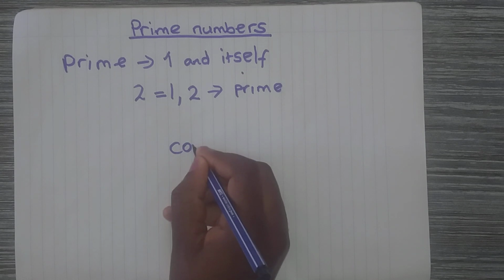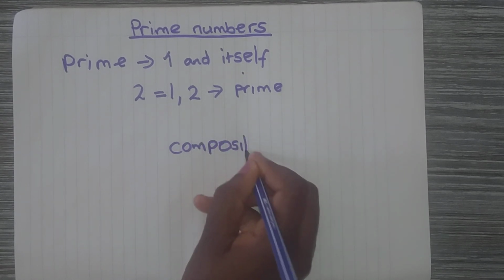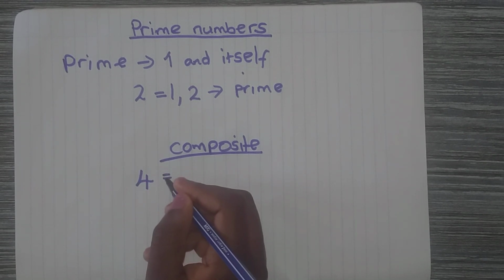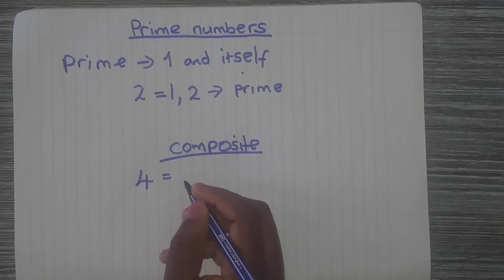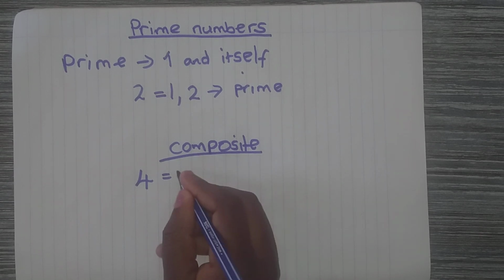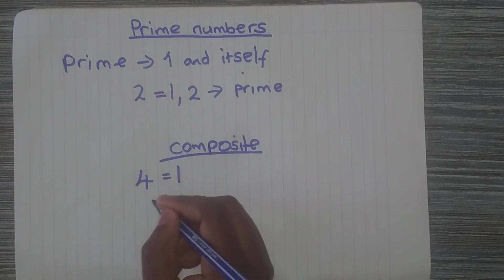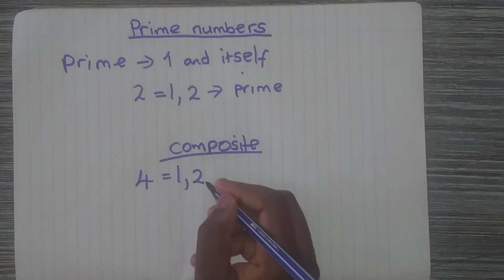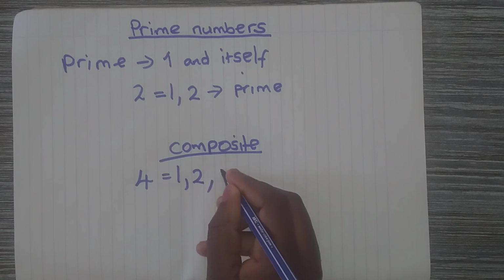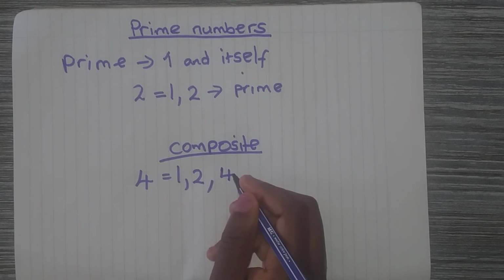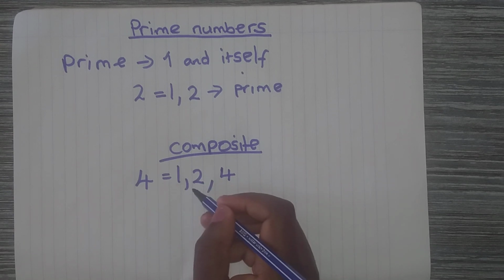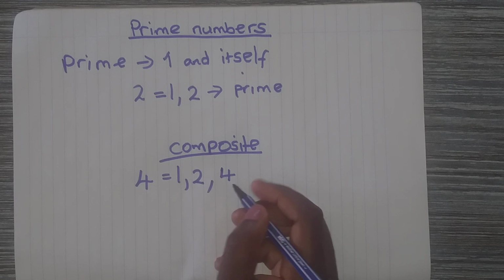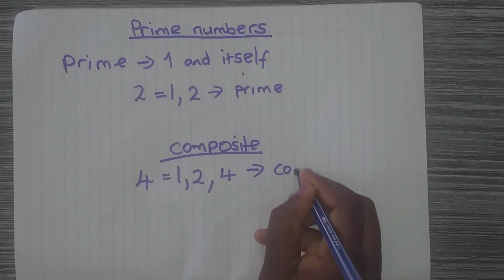So if a number can be divided by more than 1 and the number itself, we call it a composite number. Let's take, for example, 4. There are 4 numbers that can go into 4 without leaving a remainder, and the first number is 1. 1 goes into 4 four times. 2 also goes into 4 two times without leaving a remainder, and 4 also goes into 4 without leaving a remainder. As you can see, this number has more than 1 and itself that can be divided into it. Therefore, it is composite.